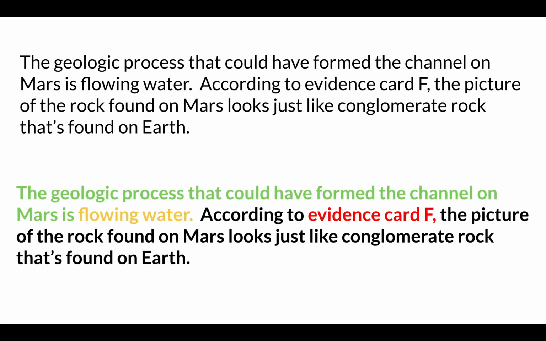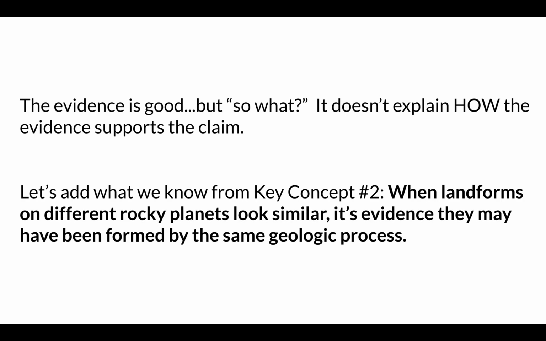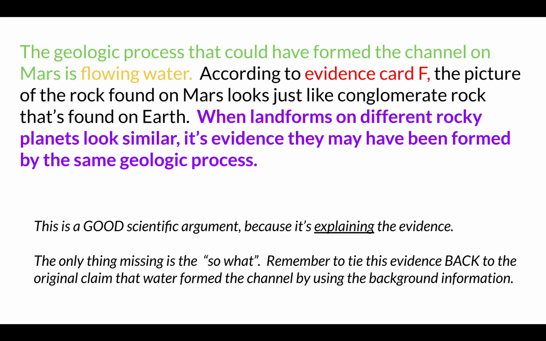So the green, remember, is when you restate the question, and the orange is when you answer it. And then we've got the use of evidence, which is evidence card F, but what you're missing is the use of reasoning to explain why that evidence supports your claim. So let's keep going. And this time we're going to add what we know from key concept number 2. And it would look something like this.